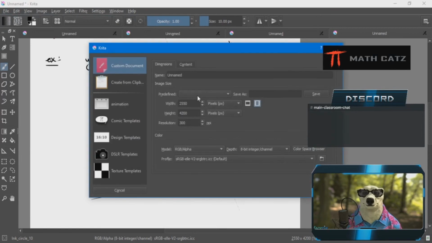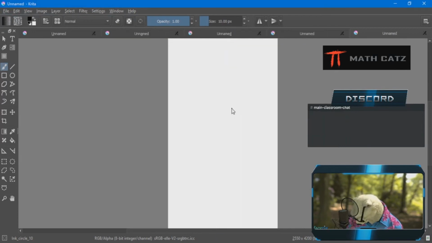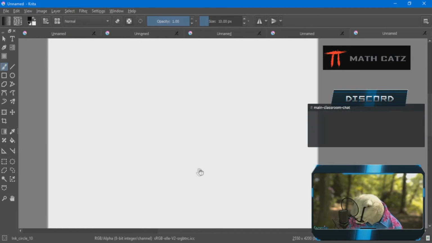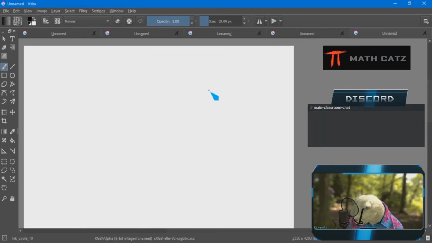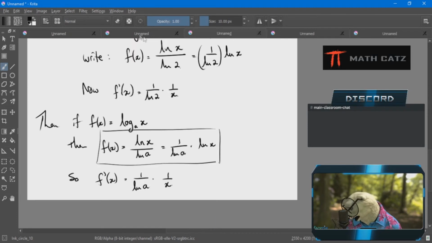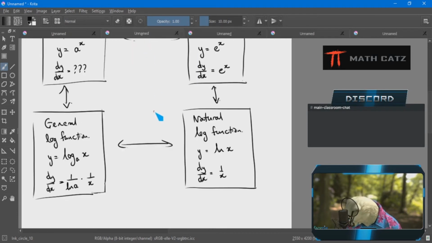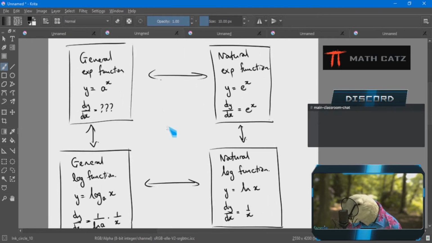Let's go to our last piece of the puzzle. Where's my big picture? Okay. All right. Last piece of the puzzle is this guy over here. What is the derivative of the general exponential function?